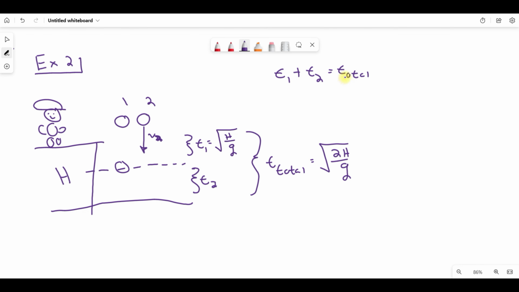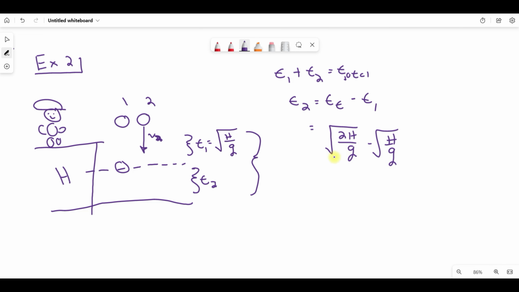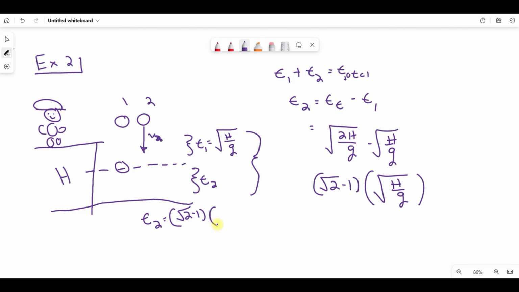Solving for t2, we get that t2 is equal to t total minus t1, which is equal to the square root of 2h over g minus the square root of h over g, which, if you simplify it, is the square root of 2 minus 1 times the square root of h over g. So we know that time t2 is equal to the square root of 2 minus 1 times the square root of h over g.